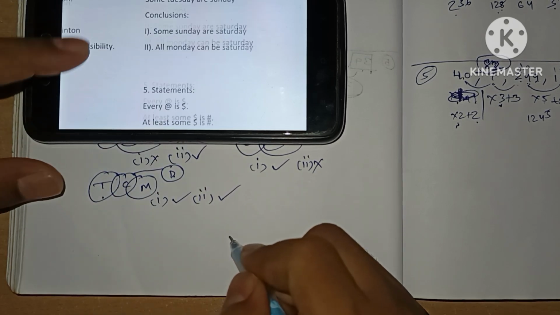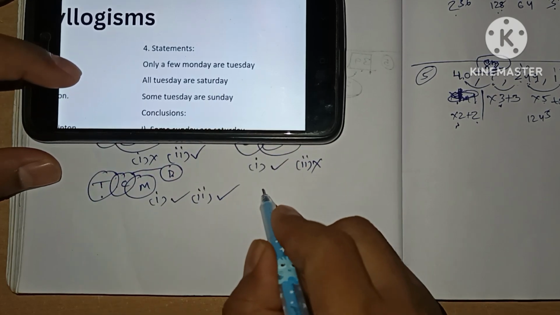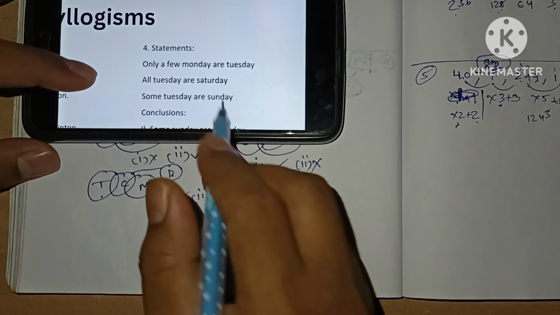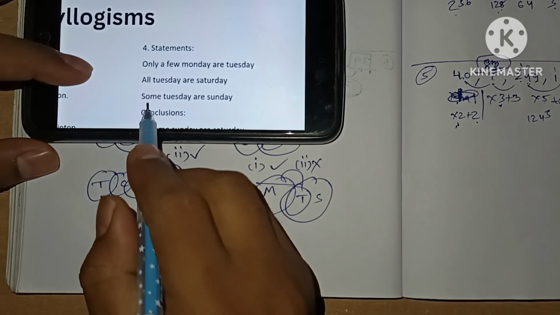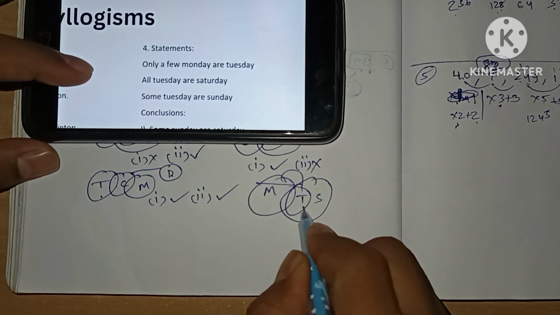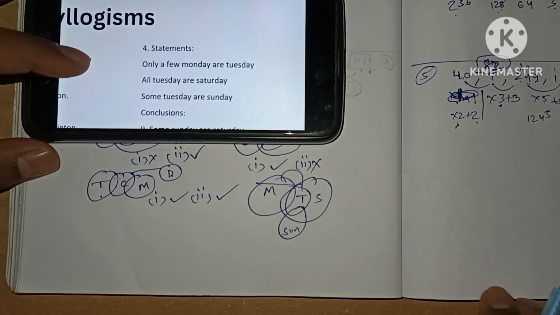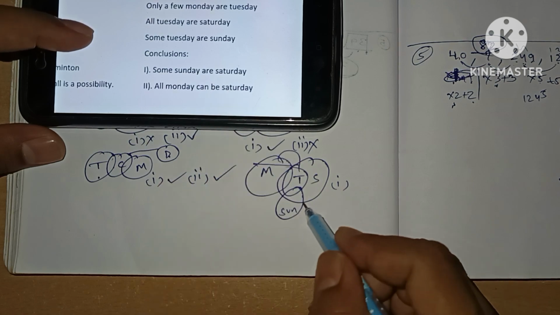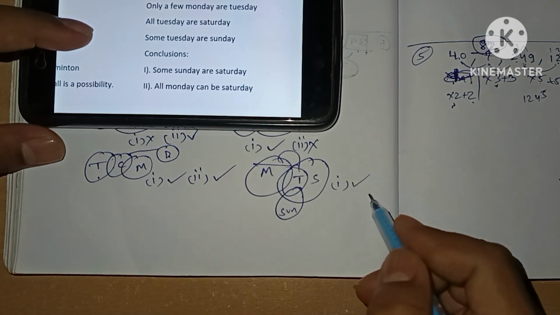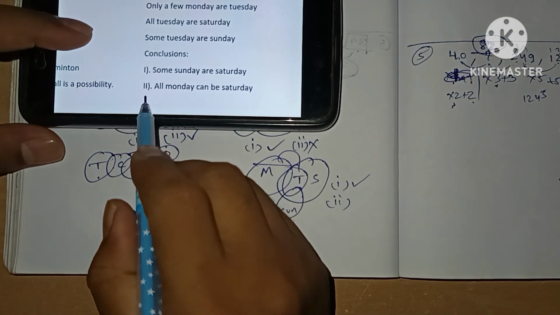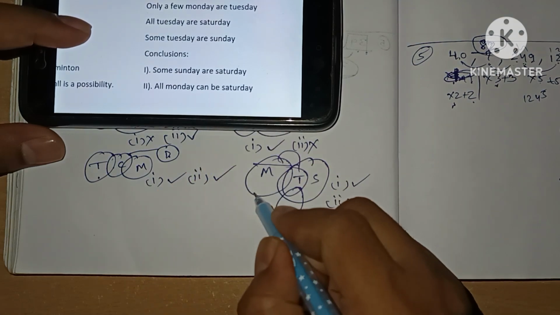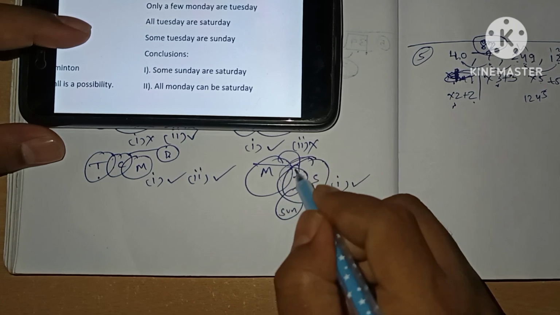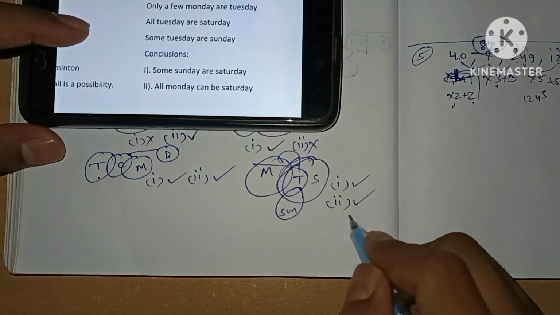Next, fourth question. Only a few Monday is Tuesday. All Tuesday are Saturday. Some Tuesday are Sunday. Okay, let's see conclusions. First conclusion: some Sunday are Saturday, as it is sharing. So the first conclusion will be true. Second conclusion: all Monday can be Saturday. Can we place all Monday inside Saturday? Yes, we can place. So the second conclusion is also true.